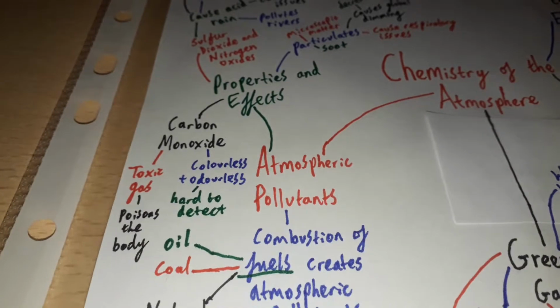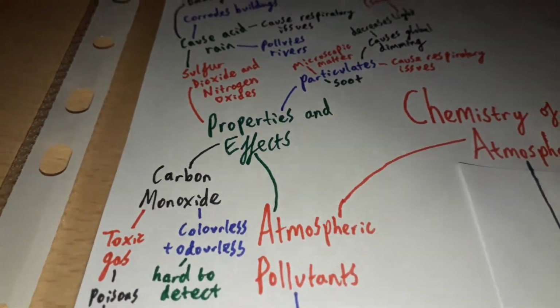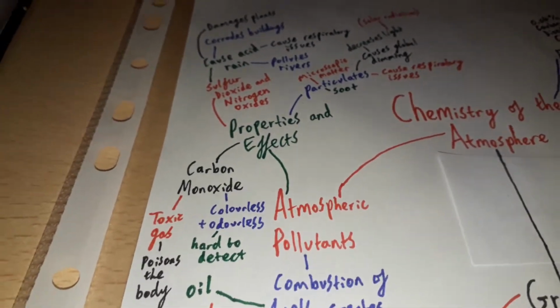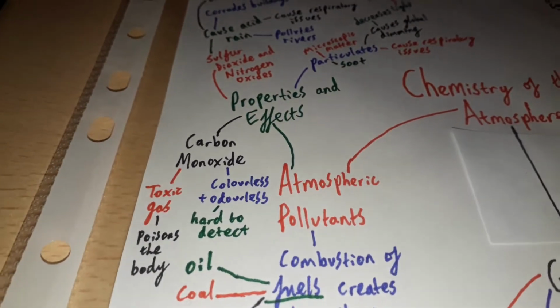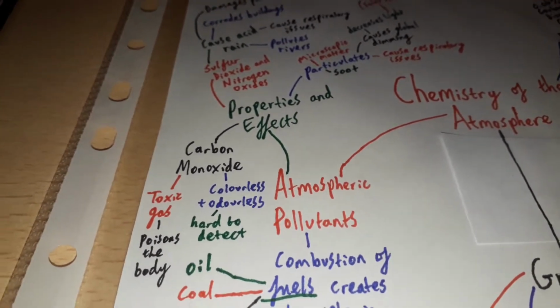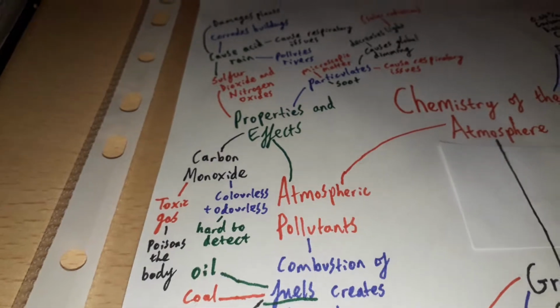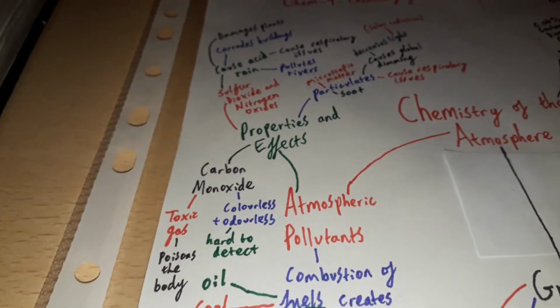So now we know all about them, what are their properties and effects? Carbon monoxide is colourless and odourless, meaning it's hard to detect. It's a toxic gas which poisons the body and can lead to a lot of health problems.